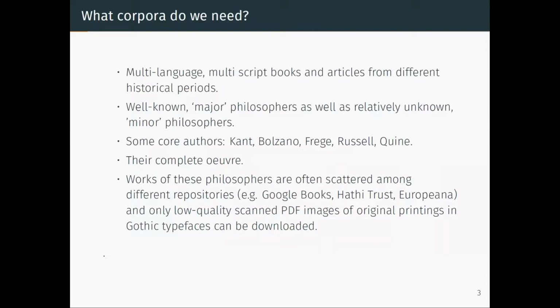Frege, Russell, and Quine. And ideally, we want to study all their works. If we want to know, for example, what is the concept of truth that Bolzano had, we want to be able to study all his works. And the problem is that the works of these philosophers are often scattered among different repositories, for example, Google Books, HathiTrust, or Europeana. And the only thing that can be downloaded are low quality scans, PDF images of original printings in Gothic typefaces. So that makes it hard.